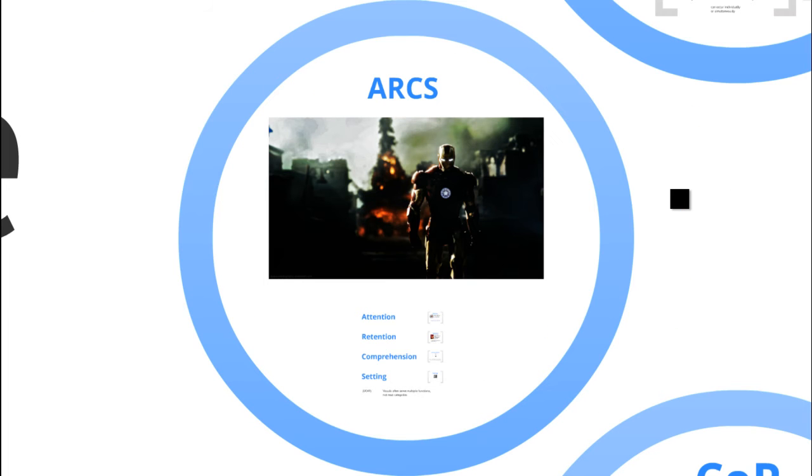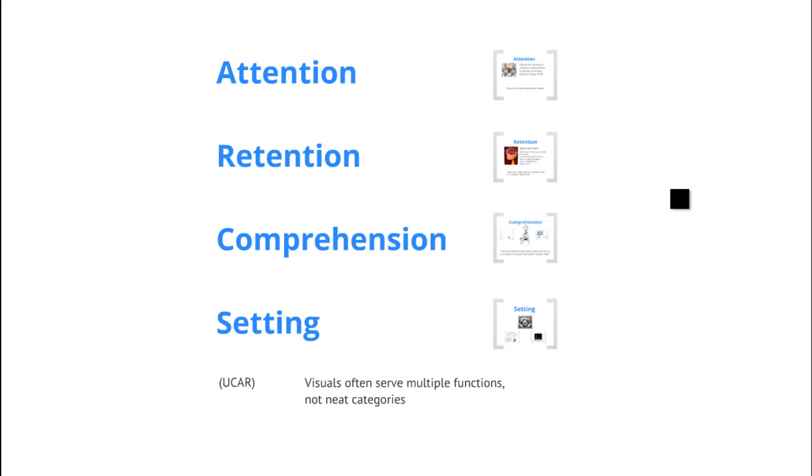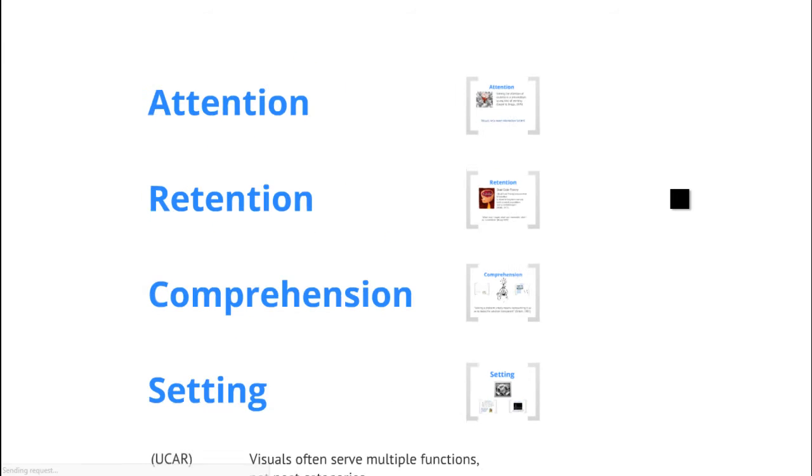ARCs is all about the role of visuals in learning, and this ARCs is just an acronym for attention, retention, comprehension, and setting. So visuals fulfill one of these roles. Now, it's not limited to only one, so it might serve two or more roles at once. So for instance, a visual can help you pay attention and at the same time can help you understand something.